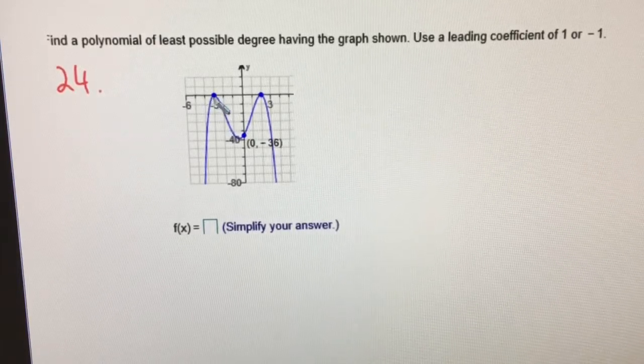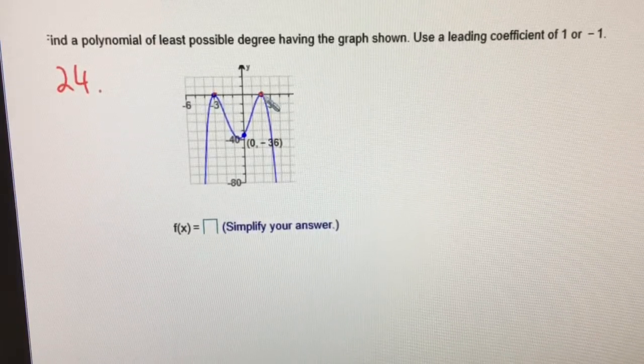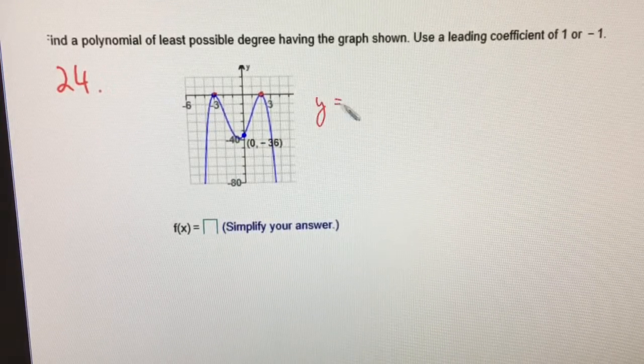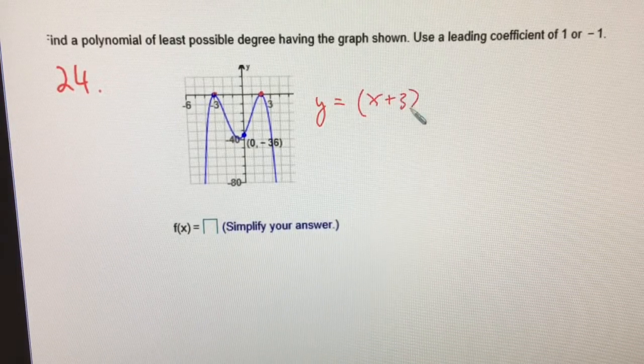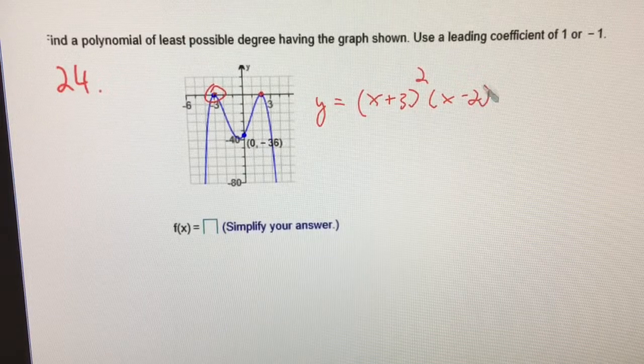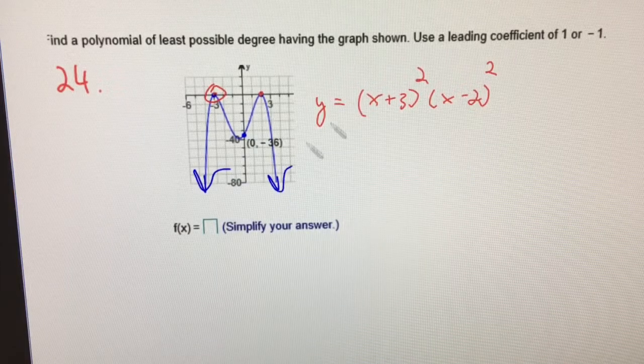For this one, it goes through -3 and it goes through -2. It touches and turns. It's negative, so it's concave down. So it's going to be y equals, or f of x equals, you gotta pull it up to the top. x plus 3 squared, because it touches and turns there. x minus 2 squared, because it touches and turns there. But because it's down, down, I have to put a negative in front of the answer.